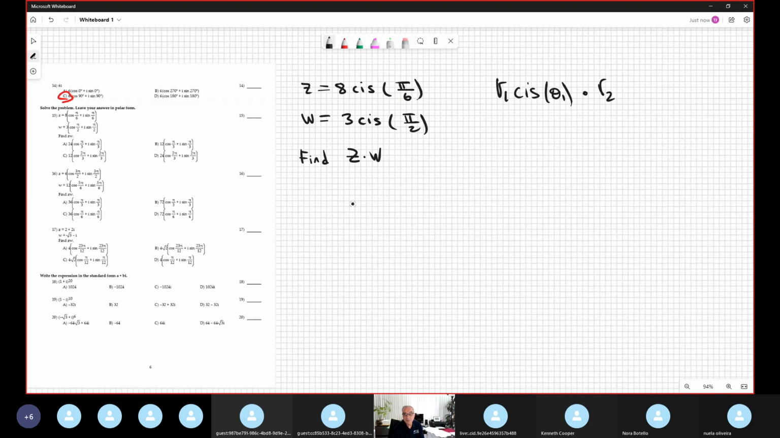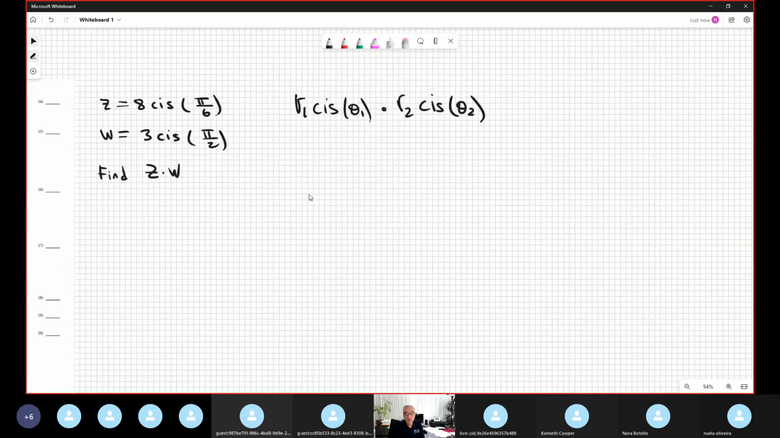Multiplication: r2 (cosine θ2 + i sine θ2). When you perform the multiplication, you multiply the radius. The new radius is r1 times r2. This is my new r (cosine + i sine), and my new theta is the sum, theta 1 plus theta 2. This is the theta of the new complex number.